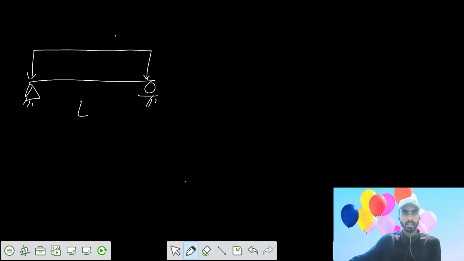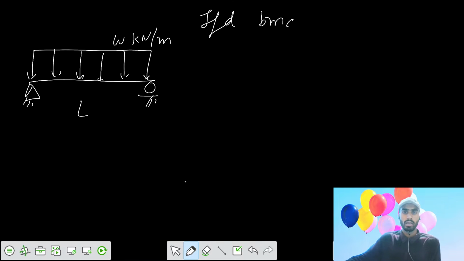Let's have one more problem. Say a simply supported beam of length L and a UDL of W kilonewton per meter acting over the entire span. Get the shear force diagram and bending moment diagrams.